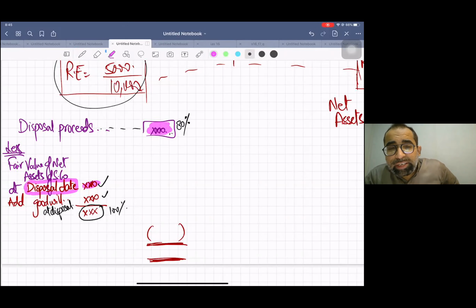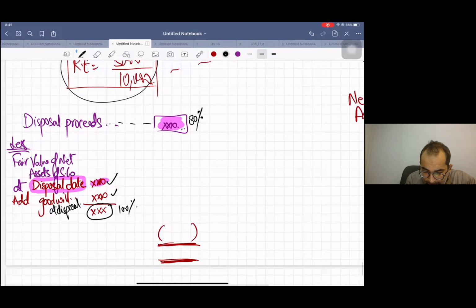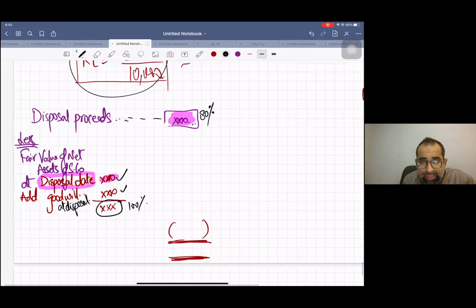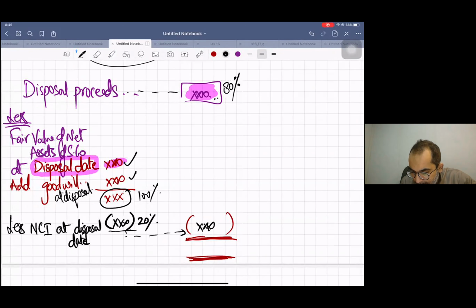So now we need to remove NCI from this total. Read the English, please. Less NCI at disposal date. Don't forget this. And when you remove this 20% NCI, the final number is automatically 80%. Use your brain if you have some.